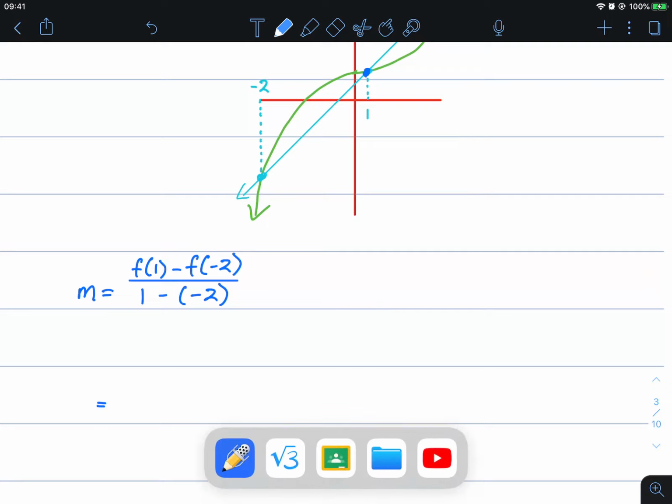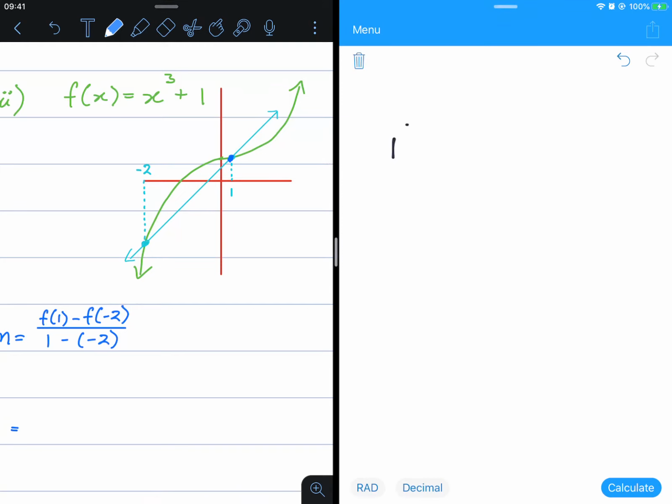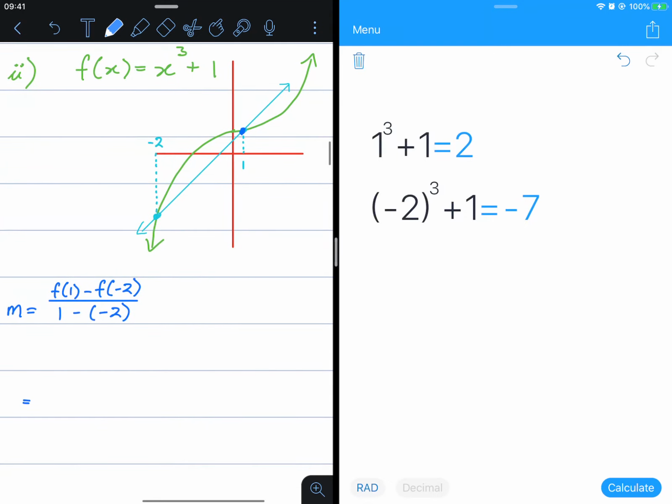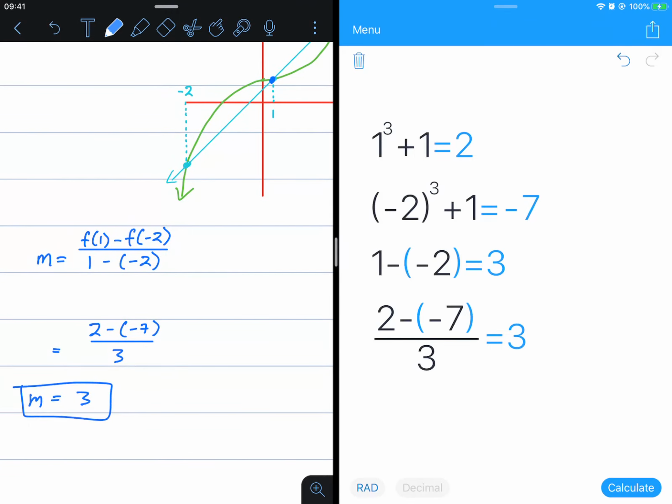Let's find these function values. F of 1 is 1 cubed plus 1. F of negative 2 is negative 2 cubed plus 1. So f of 1 is 2, take away negative 7, over 1 take away negative 2 is 3. Calculating this, 2 take away negative 7 over 3. So the gradient of that secant is 3.